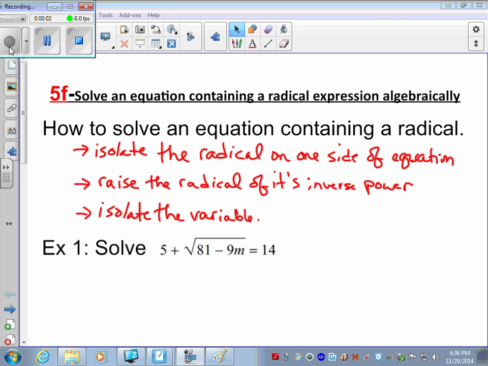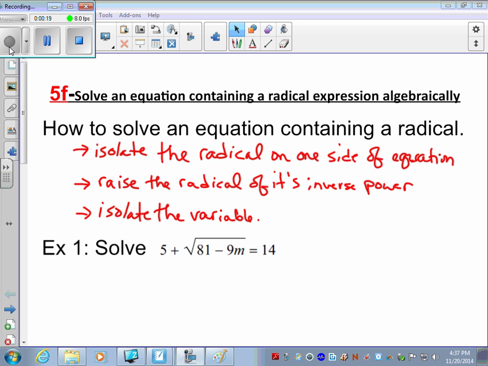Today we're going to talk about learning target 5F, solving an equation containing a radical expression algebraically. How to solve an equation containing a radical? First thing you need to do is isolate it. Get the radical by itself on one side of the equation.